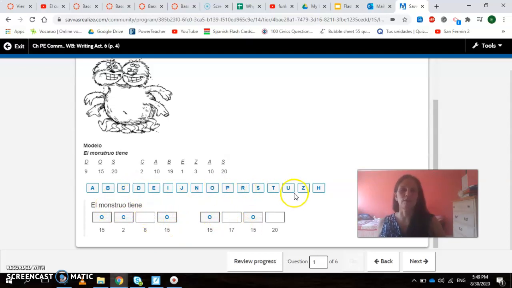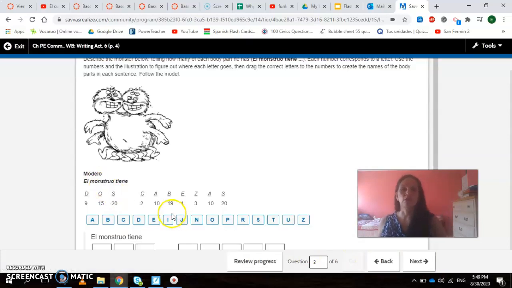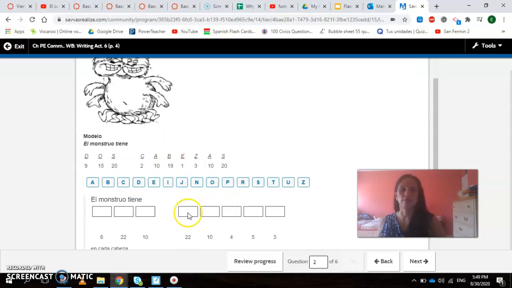Let me help you with that one. So that one goes right there. And then this one goes right here. And this one goes right here. And that means that that monster has 8 eyes. So let's count: 1, 2, 3, 4, 5, 6, 7, 8. Yeah, that's correct. And then you go to the next one. So don't forget the code.